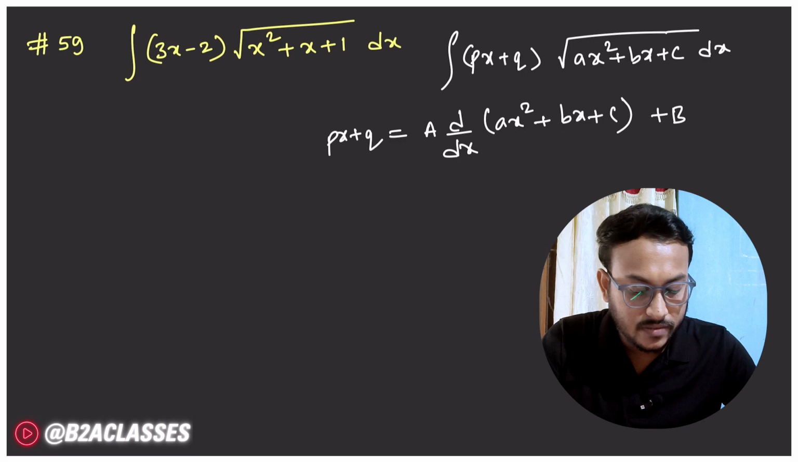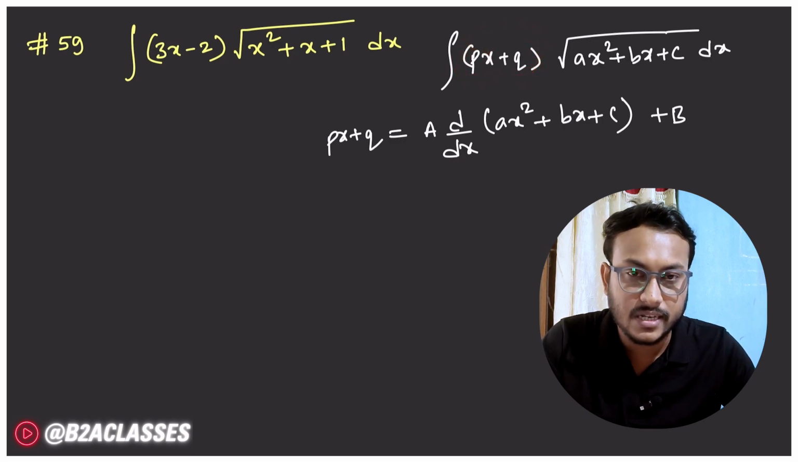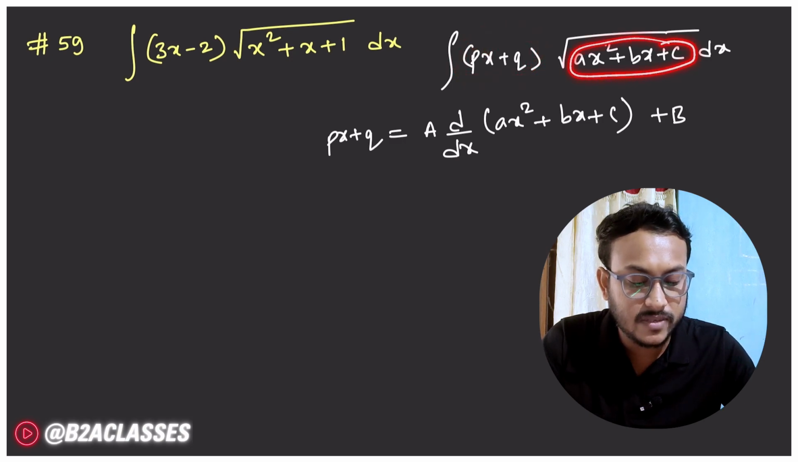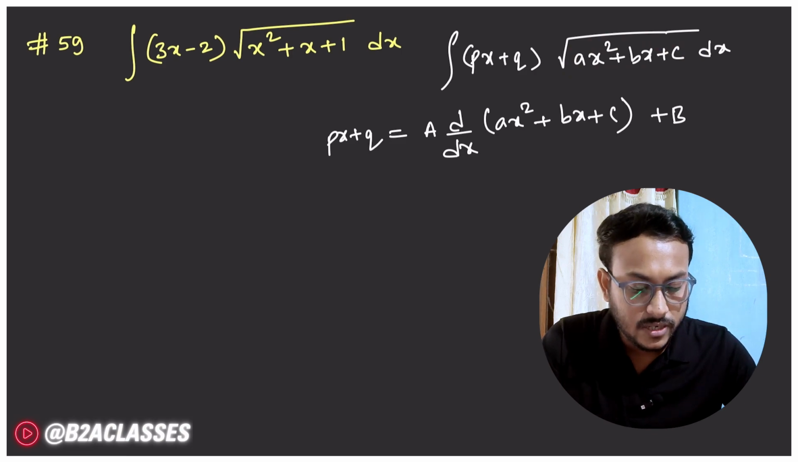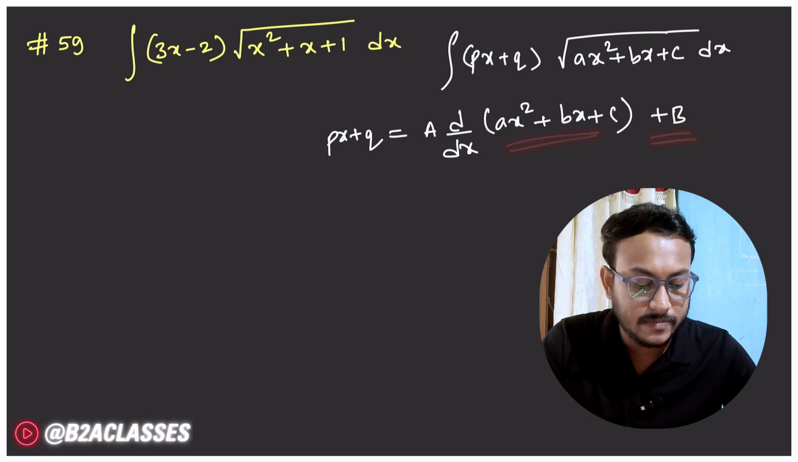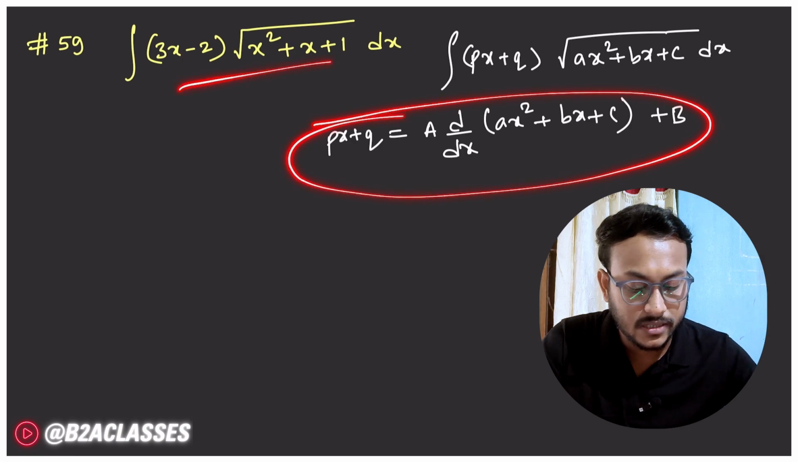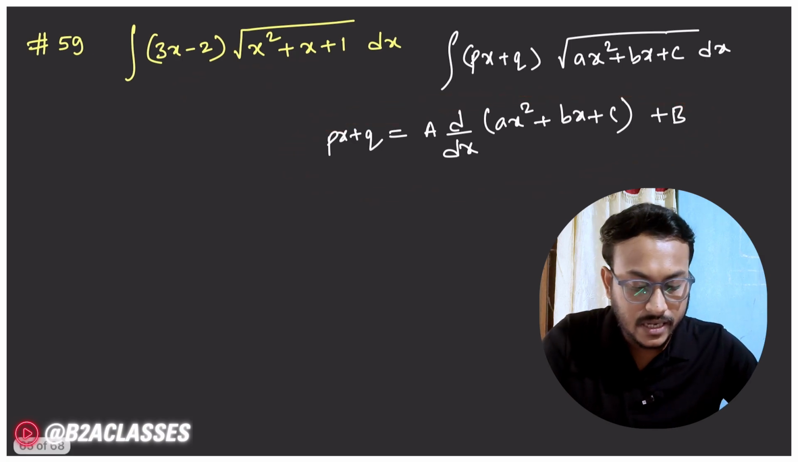So in this function, px plus q is a linear function and ax square plus bx plus c is a quadratic function. So the formula is basically this linear function equals a constant a into the derivative of the quadratic function under the root, and plus b. So we have to apply this formula in this question.